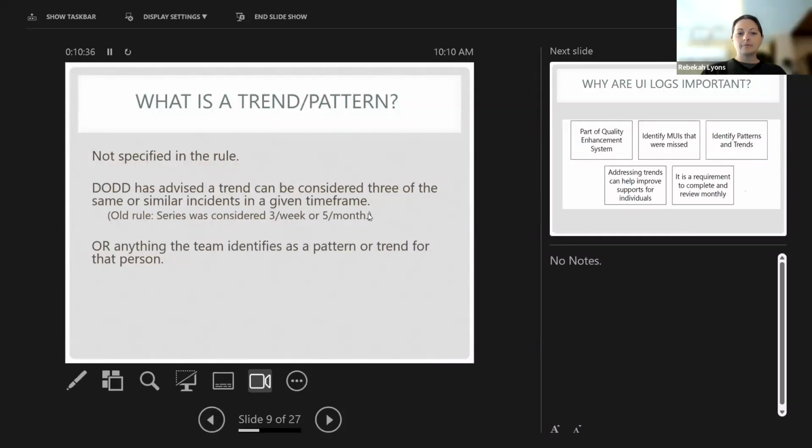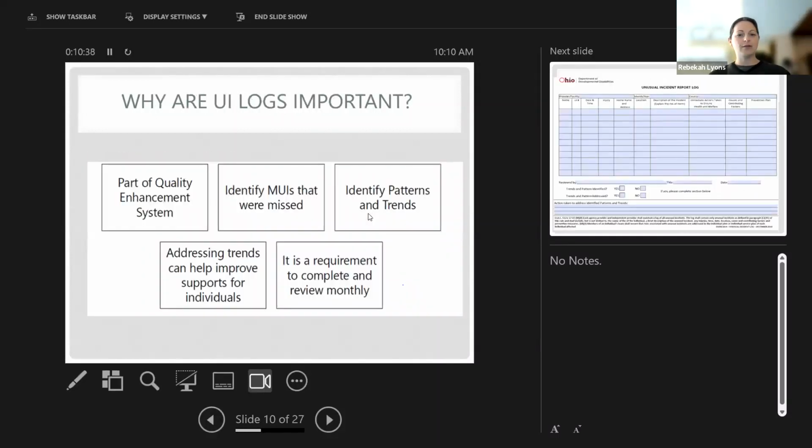Okay, why are UI logs important? They are part of our quality enhancement system. We are all here to make the quality of life better for the individuals that we serve, better for staff, better for you as a provider, easier. We want to streamline our process. We understand there's a lot of redundancy in the UI system, in the MUI system. So whenever we can shortcut or make copy-paste efforts, we want to help you do that too. But the bottom line is to make things better for the individuals that we serve.